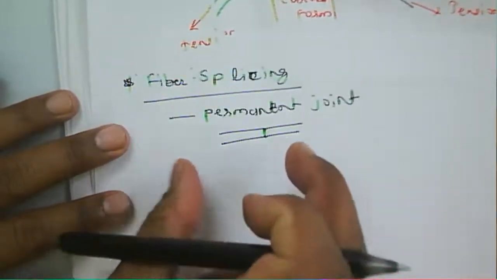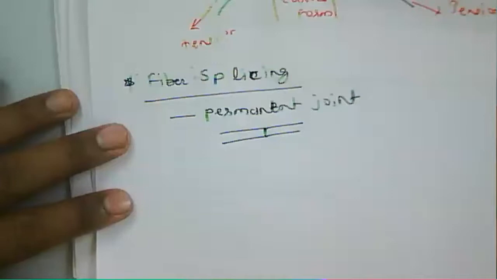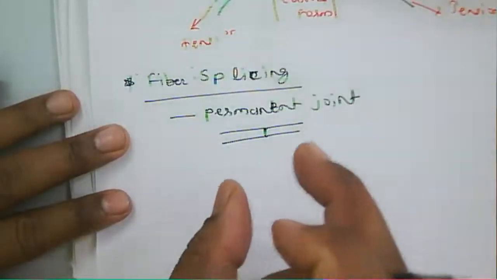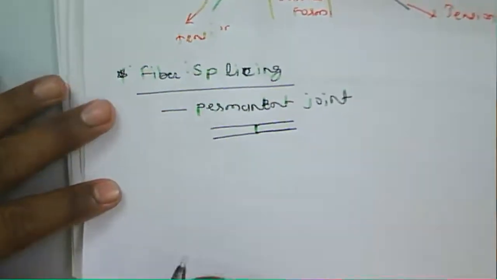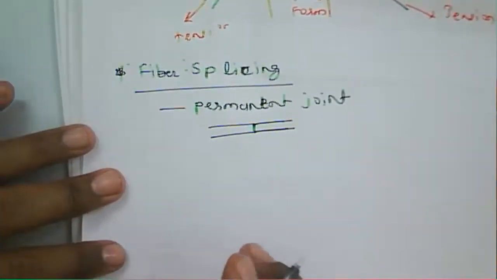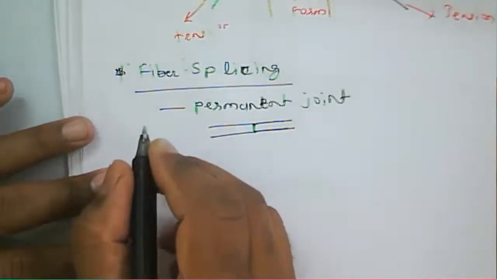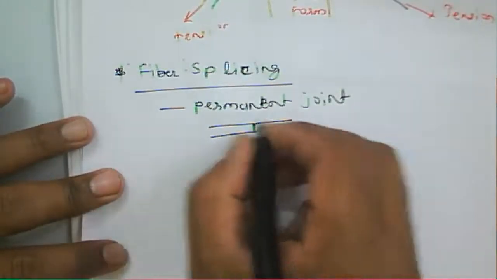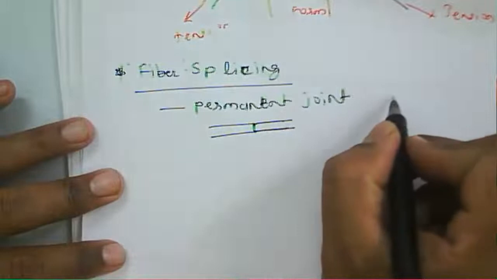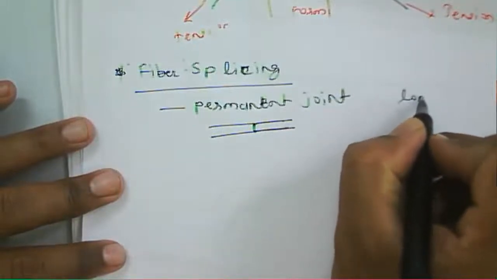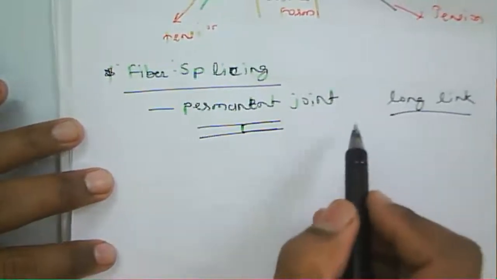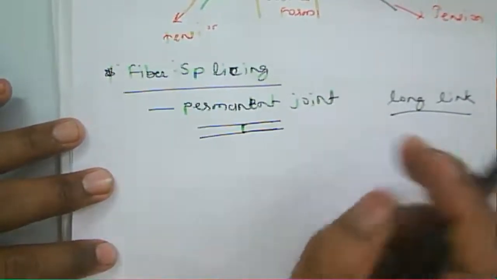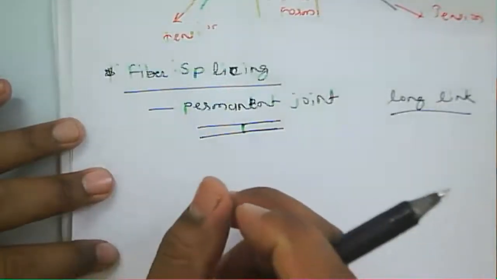And how are these two fibers permanently joined, and where is this particular splice required? That we need to know. Generally, splices and joints are required if we have a long link. In that case, we need to connect the fibers, so we require a splicing technique.